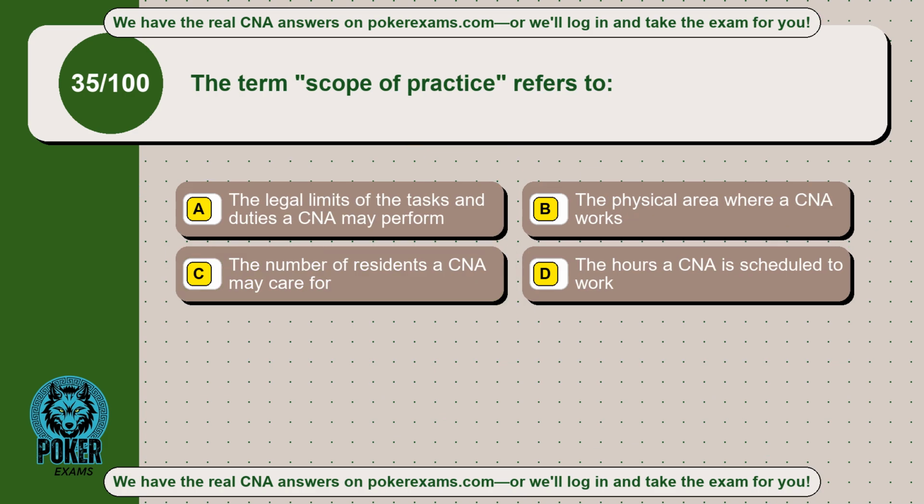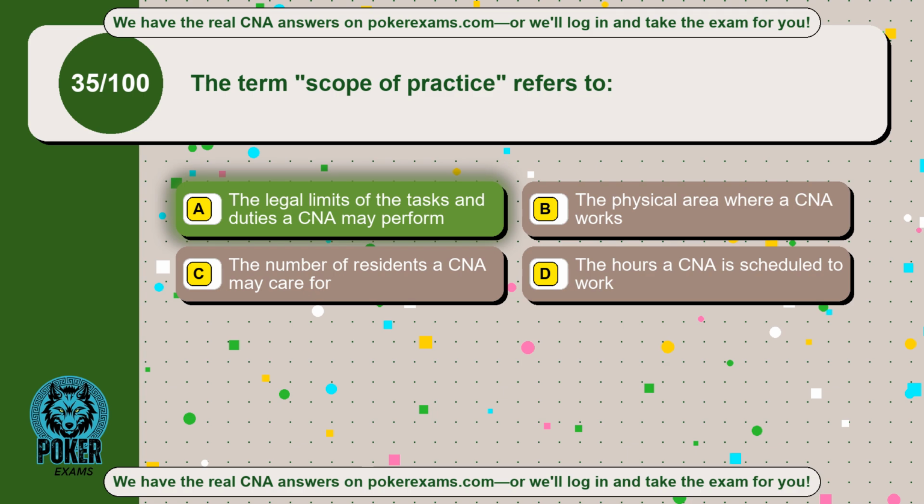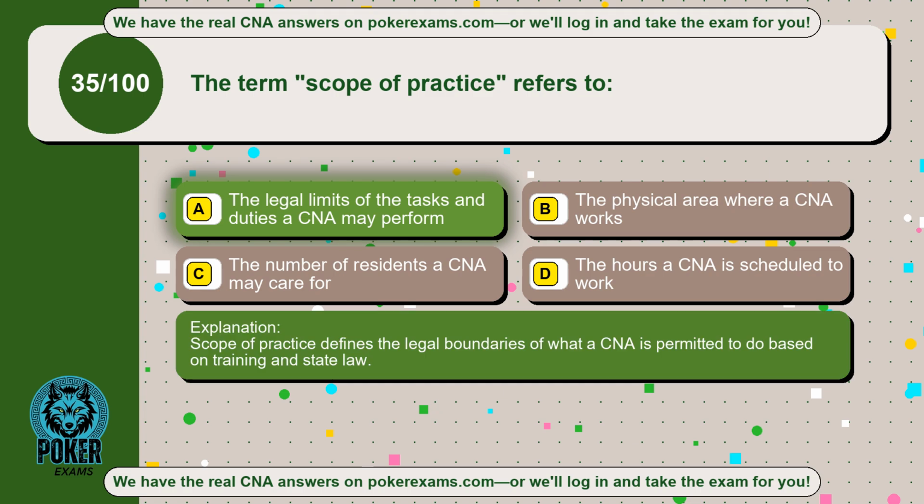Question 35. The term scope of practice refers to. Option A. The legal limits of the tasks and duties a CNA may perform. Option B. The physical area where a CNA works. Option C. The number of residents a CNA may care for. Option D. The hours a CNA is scheduled to work. The correct answer is option A. The legal limits of the tasks and duties a CNA may perform. Scope of practice defines the legal boundaries of what a CNA is permitted to do based on training and state law.